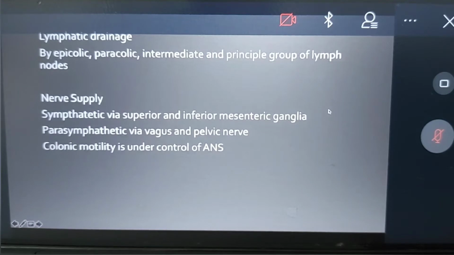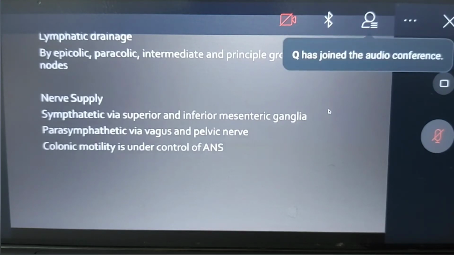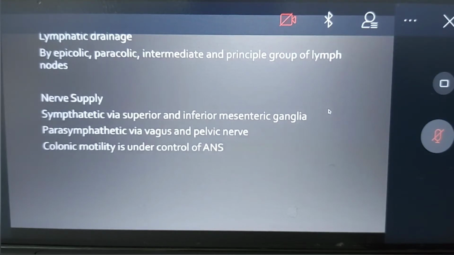Lymphatic drainage is by the epicolic, paracolic, intermediate, and principal groups of lymph nodes. For nerve supply, sympathetic is via the superior and inferior mesenteric ganglia, parasympathetic via the vagus and pelvic nerves, and colonic motility is under control of the ANS.